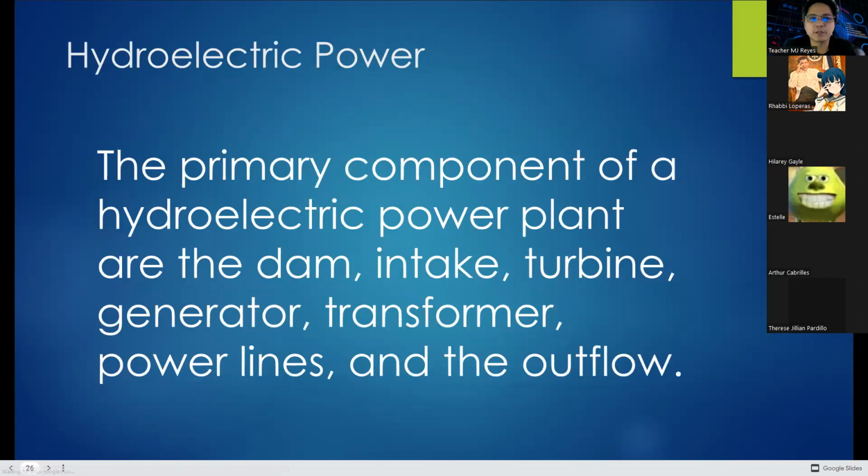Okay, let's move forward with hydroelectric power plants, or hydroelectric power. Hydroelectric power is a renewable source of energy. Since it is hydro, it means water. The primary components of a hydroelectric power plant are the dam, intake, turbine, generator, transformer, power lines, and the outflow.